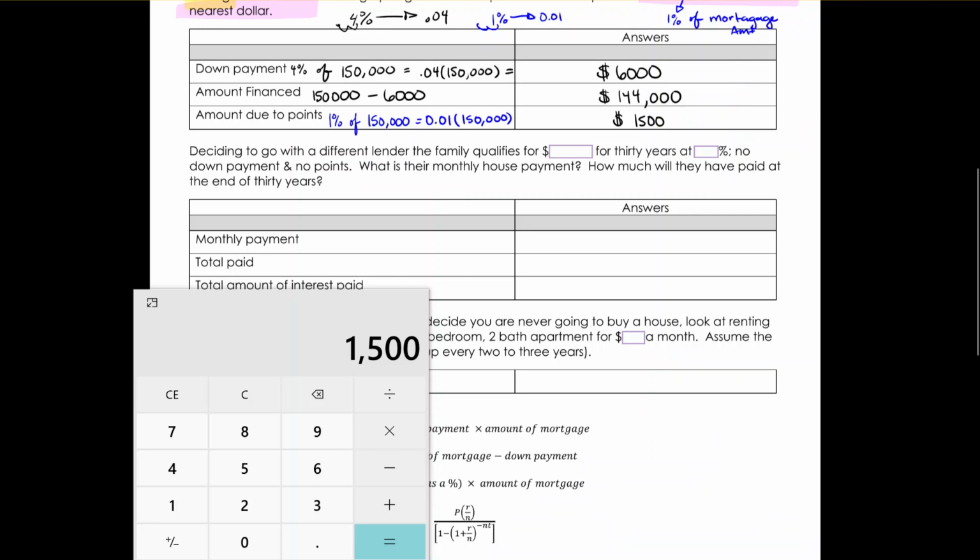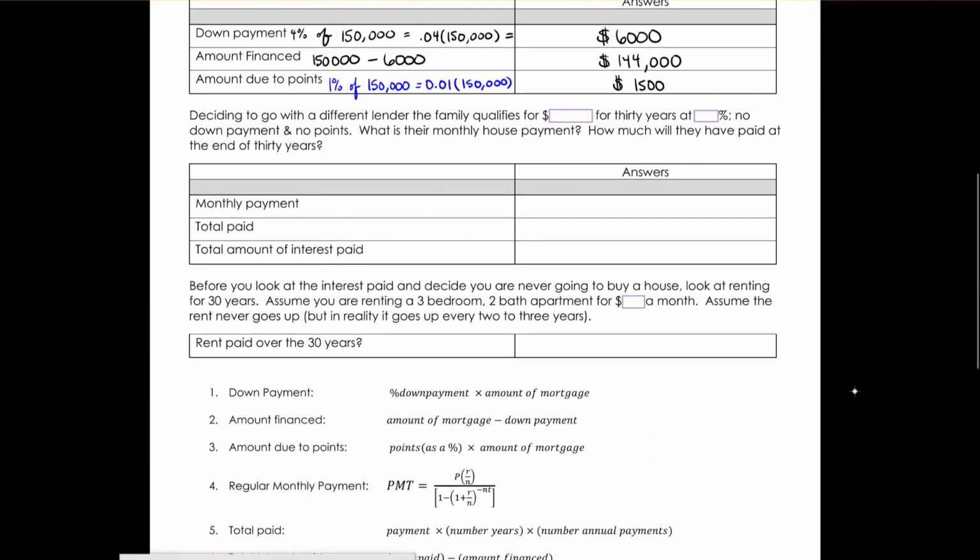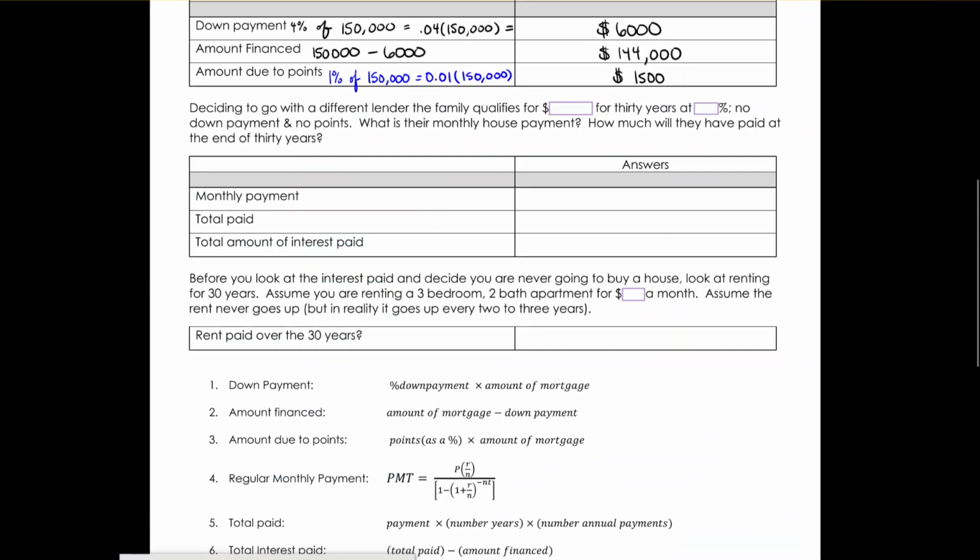And if you'd like to reference this later, keep in mind that you have instructions on how to find each of these on the paper that you're going to print out. The down payment is calculated by taking the percent times the amount of the mortgage. That's exactly what we did here, 4% of $150,000. The amount financed is found by taking the amount of the mortgage minus the down payment. That's what we did for our second blank.